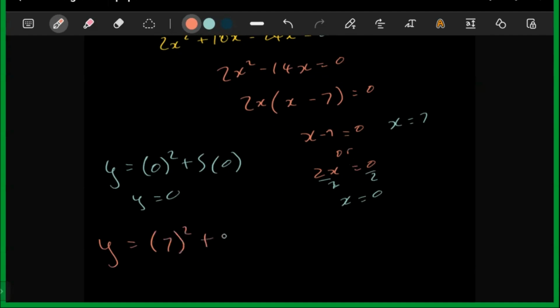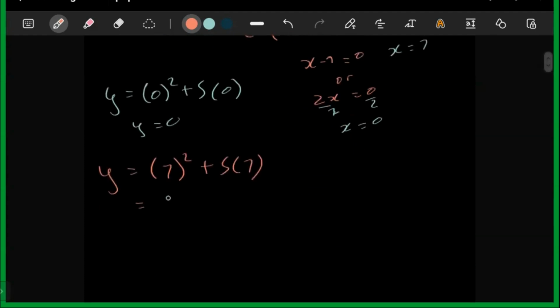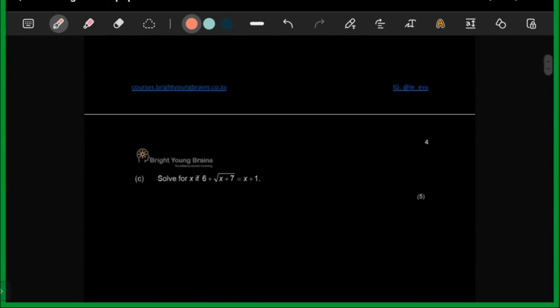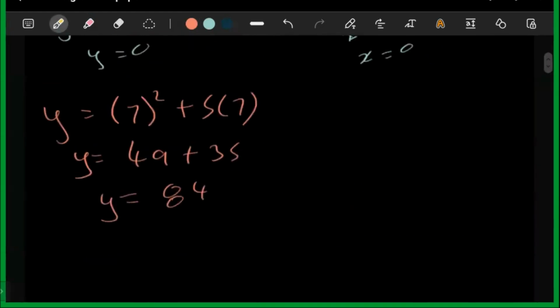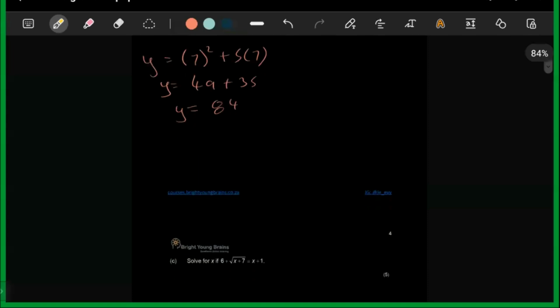The other one, it's like negative 7, right? 7 squared plus 5 times 7. It's like 49 plus 35. That's like what? 84. That's the way we like it. We got our x and our y. We're keeping things moving because that's the way we like it.